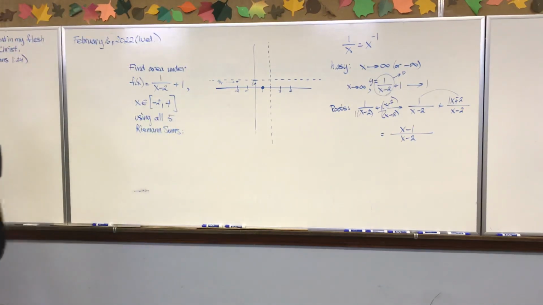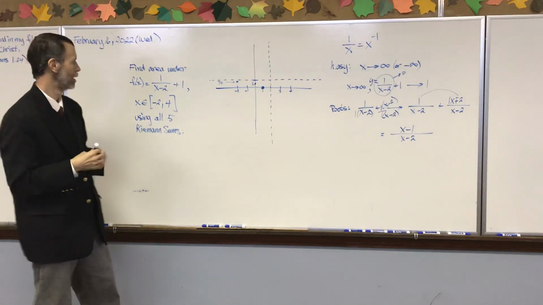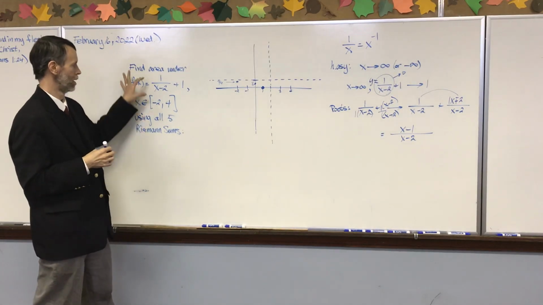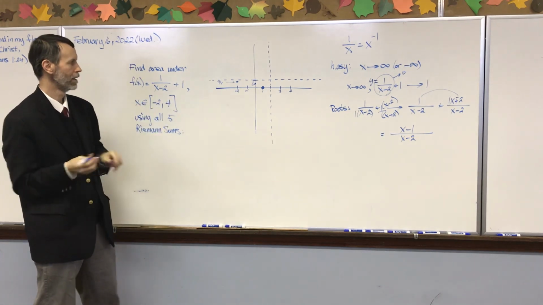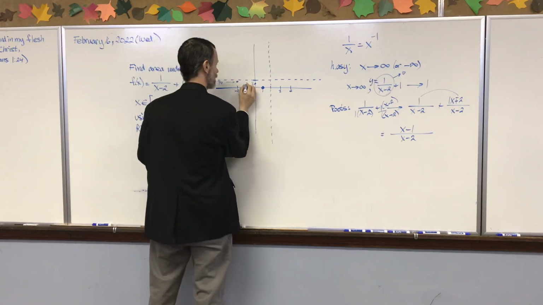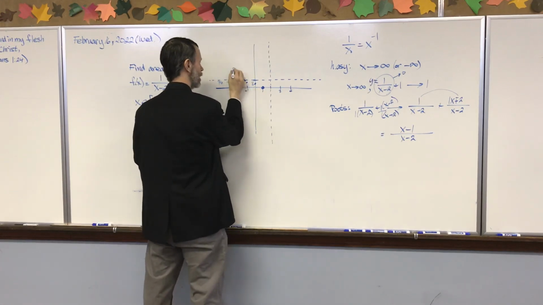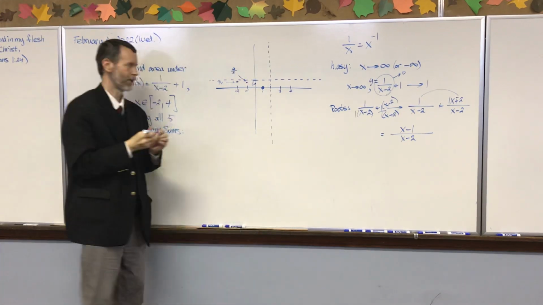Can somebody do the -1? -1 minus 2 is -3, so you have 1 over -3, which is -1/3, plus 1, which would be 2/3. Mark that somehow. That is a height of 2/3.